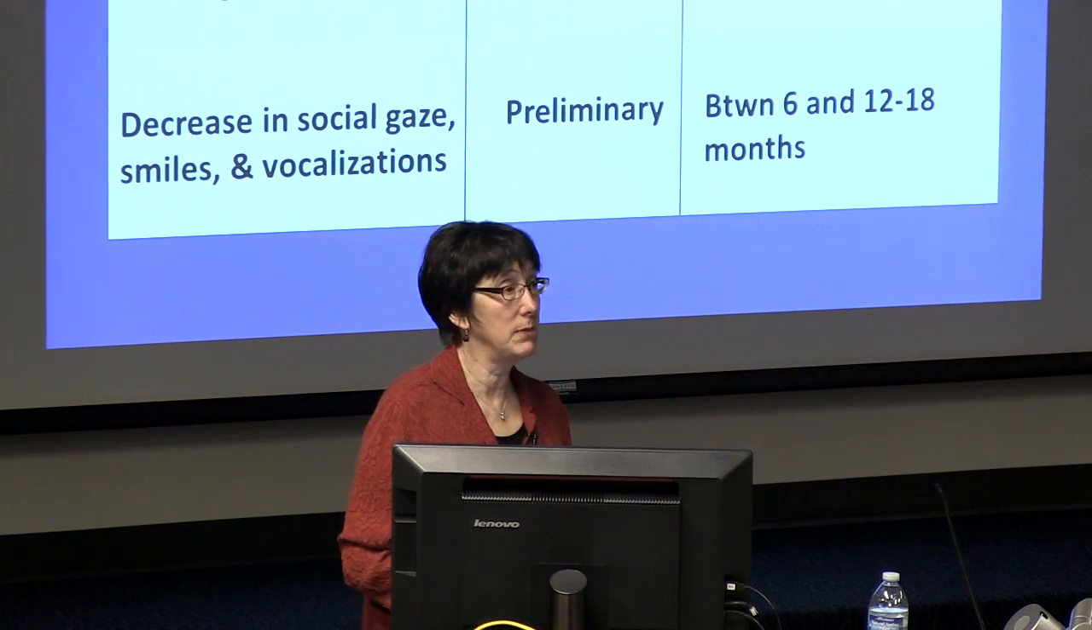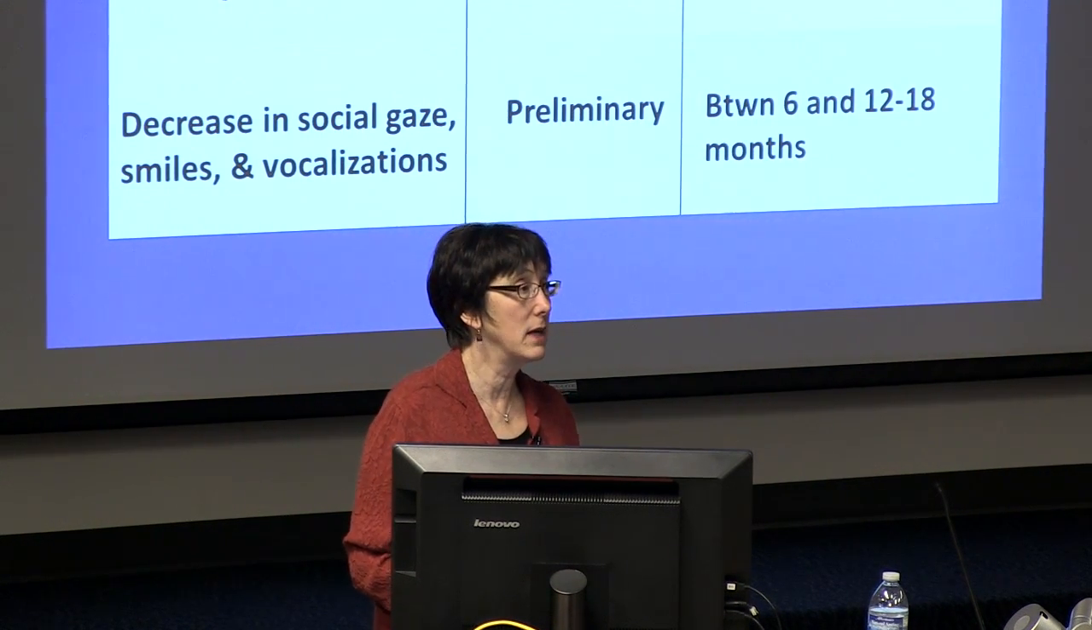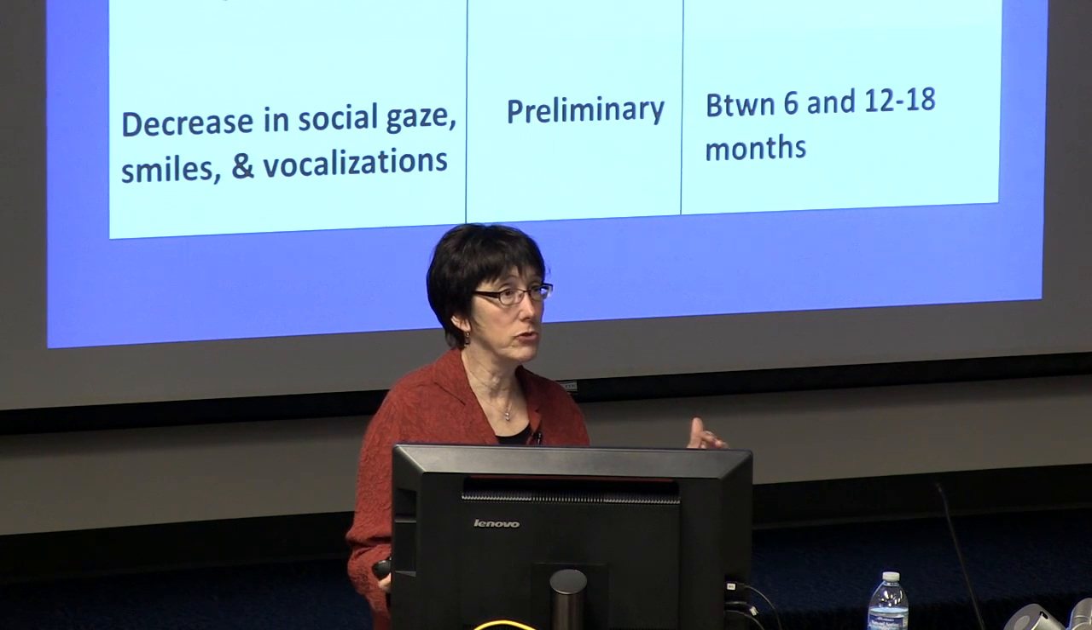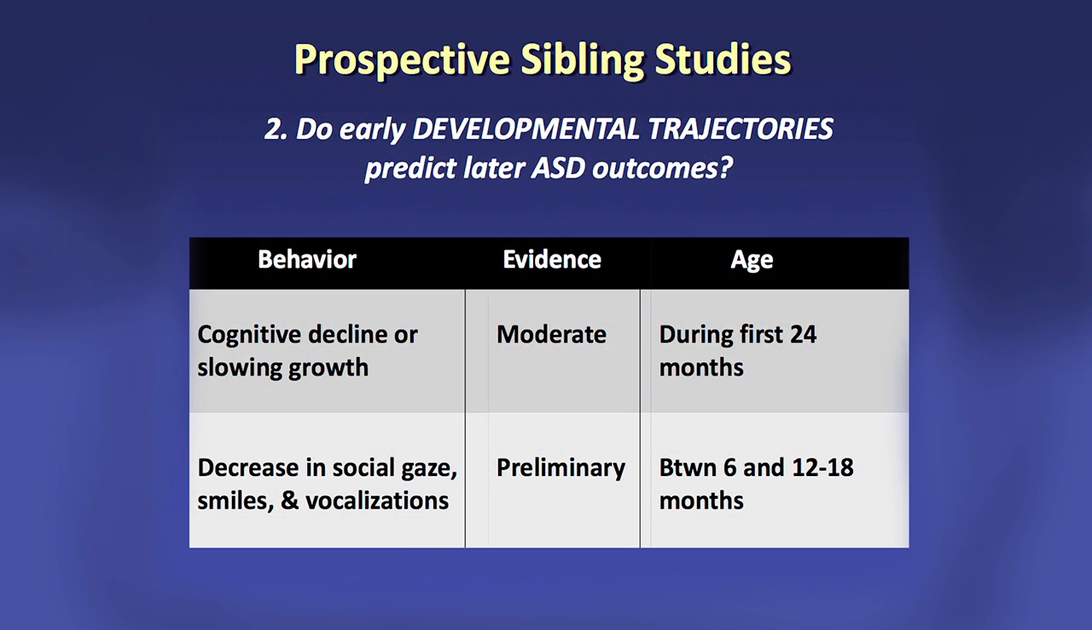Another question, not just looking at behaviors, but because we have the opportunity to watch these younger, high-risk siblings grow up over time, is there something in the developmental trajectory that might differentiate these children? We have some information about this. There's some evidence that the children who end up with a diagnosis of autism show slowing of cognitive growth, and sometimes a decline in scores over time, over the first 24 months.